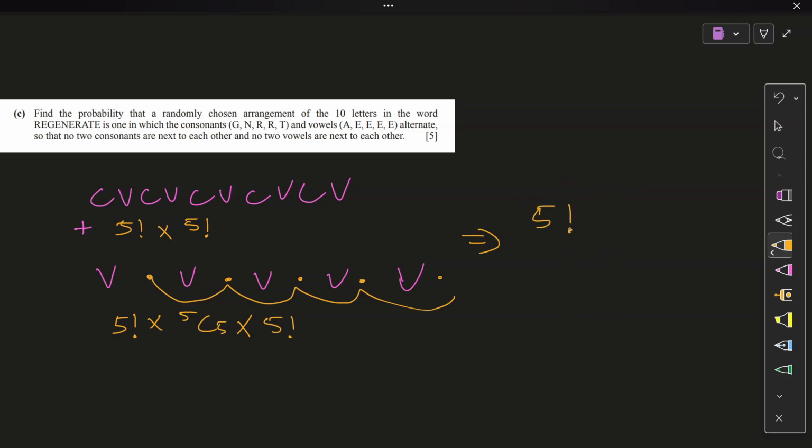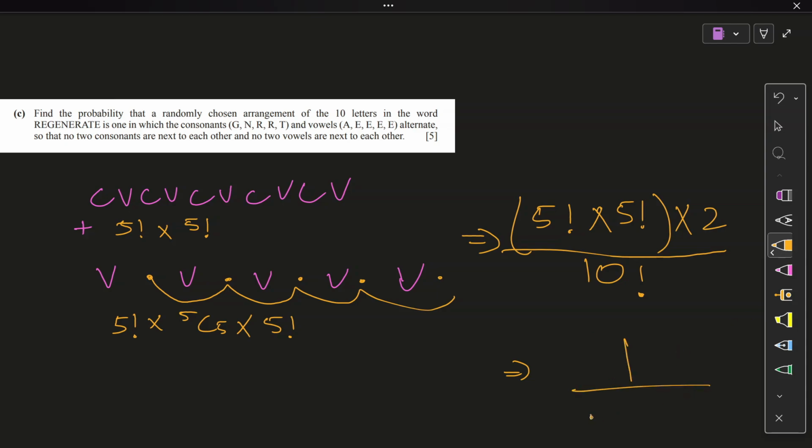So the numerator consists of 5 factorial into 5 factorial. Same thing has happened twice, so I can just multiply by 2, divided by all possible arrangements, which is just going to be 10 factorial. And the answer I'm getting is 1 over 126. That, my friends, is how we're supposed to do it.